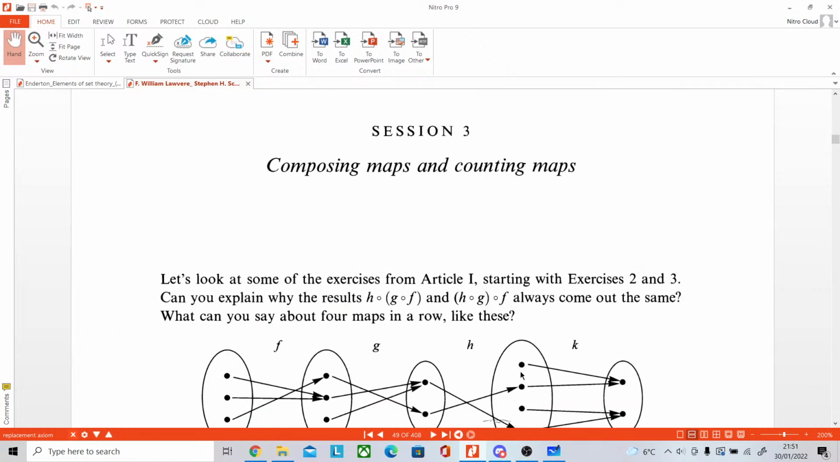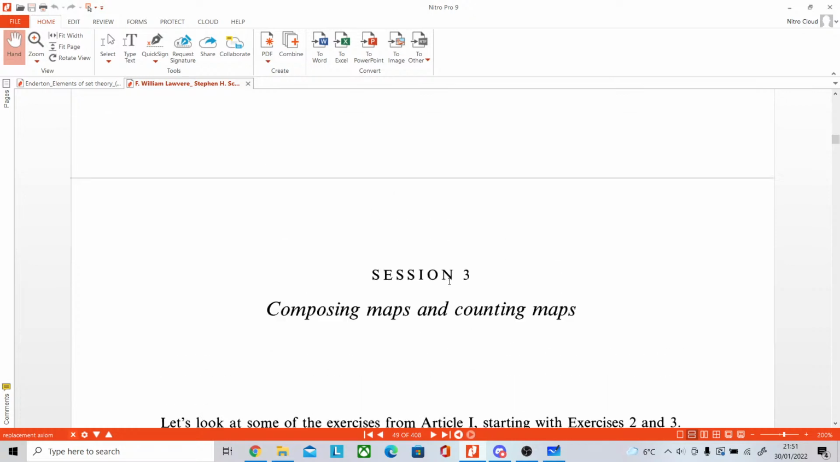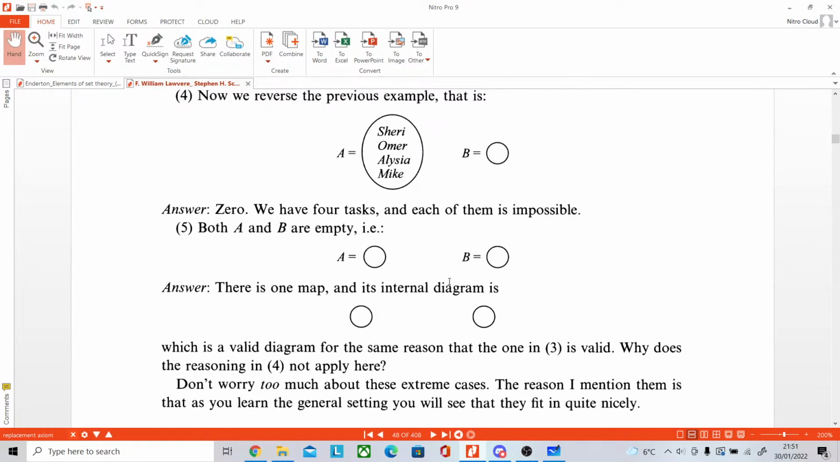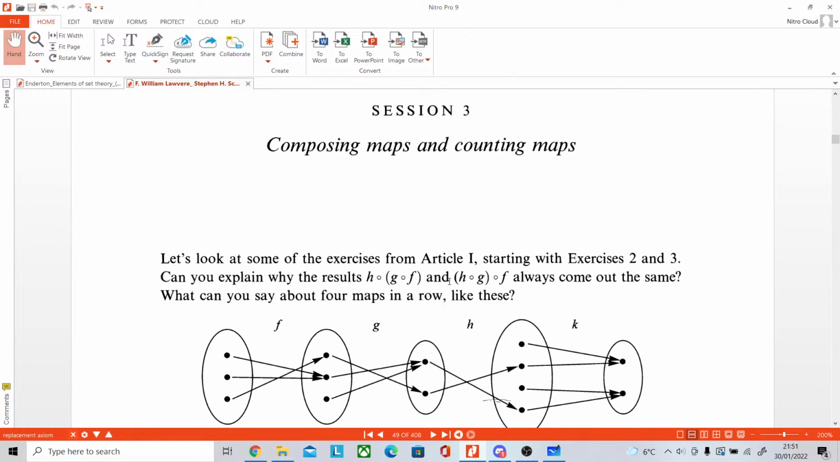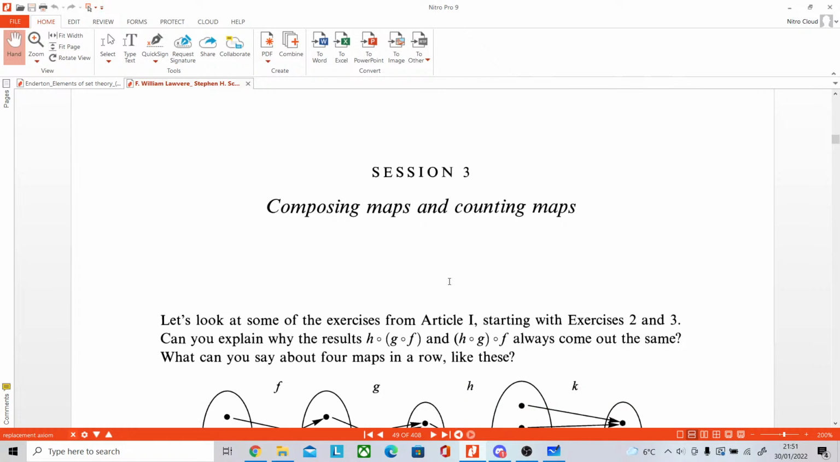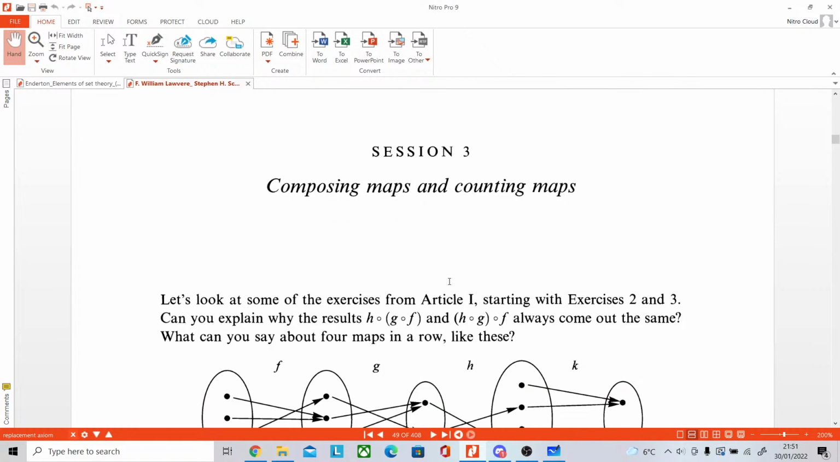So, we left off at this part over here. So now we're at session 3, which is the last part of this. I don't know, they don't use chapters or stuff. They use sessions and articles or whatever. Trying to be new and fancy.